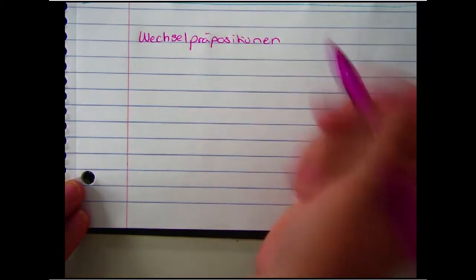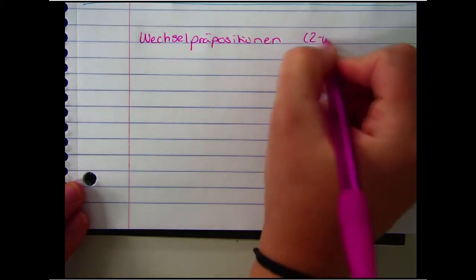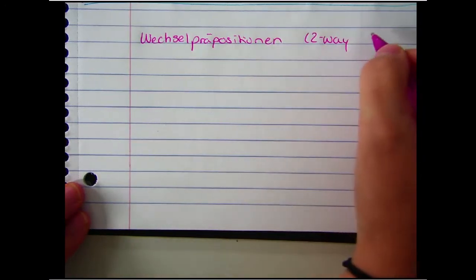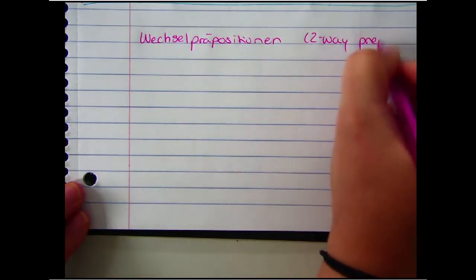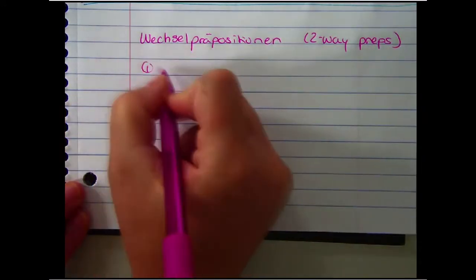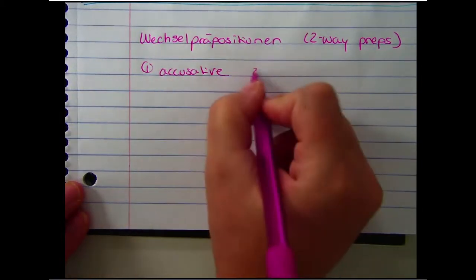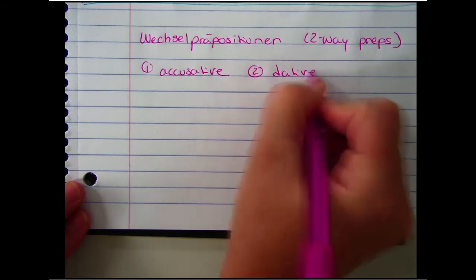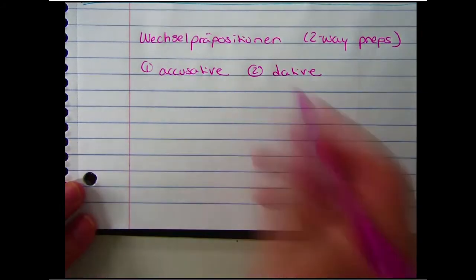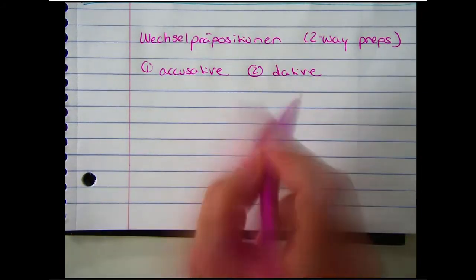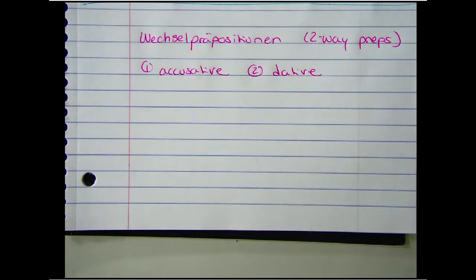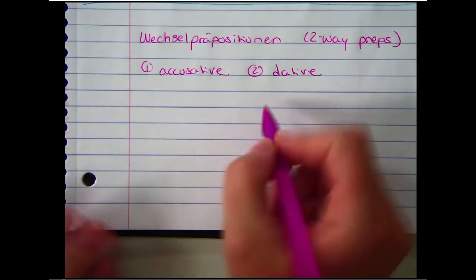So of course they're called the Wechselpräpositionen or the two-way prepositions because they go with two cases. And those again where one is accusative and the second one is dative. Okay, but there's a total of 9 of them, and the one important part is that you need to know what they mean and when we use them.